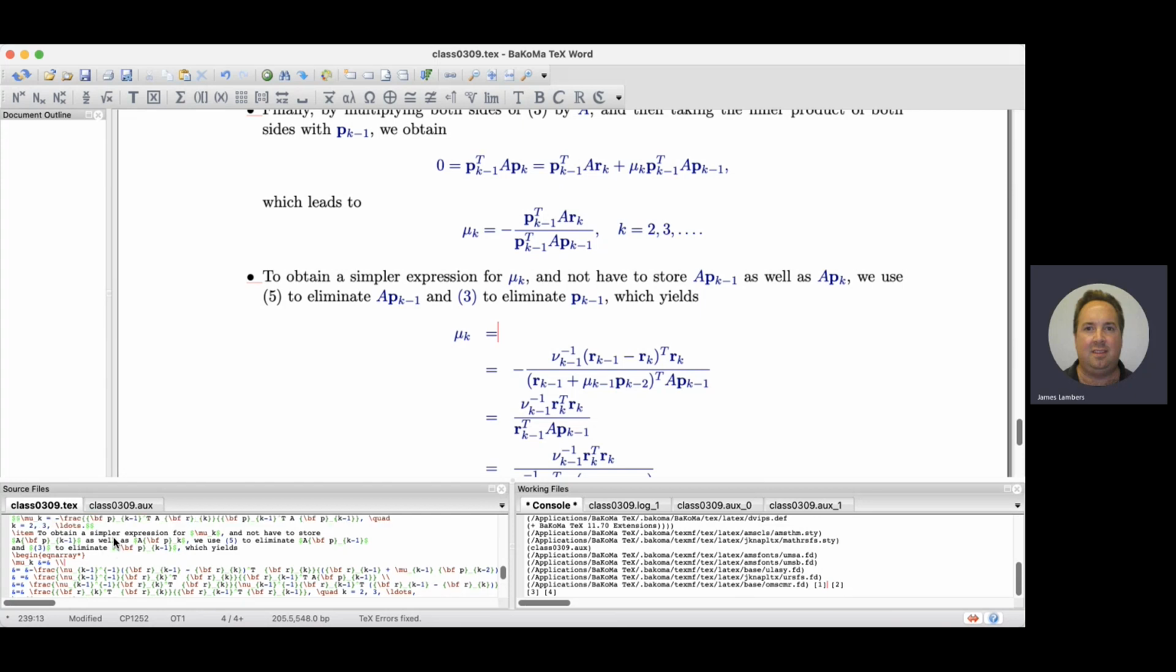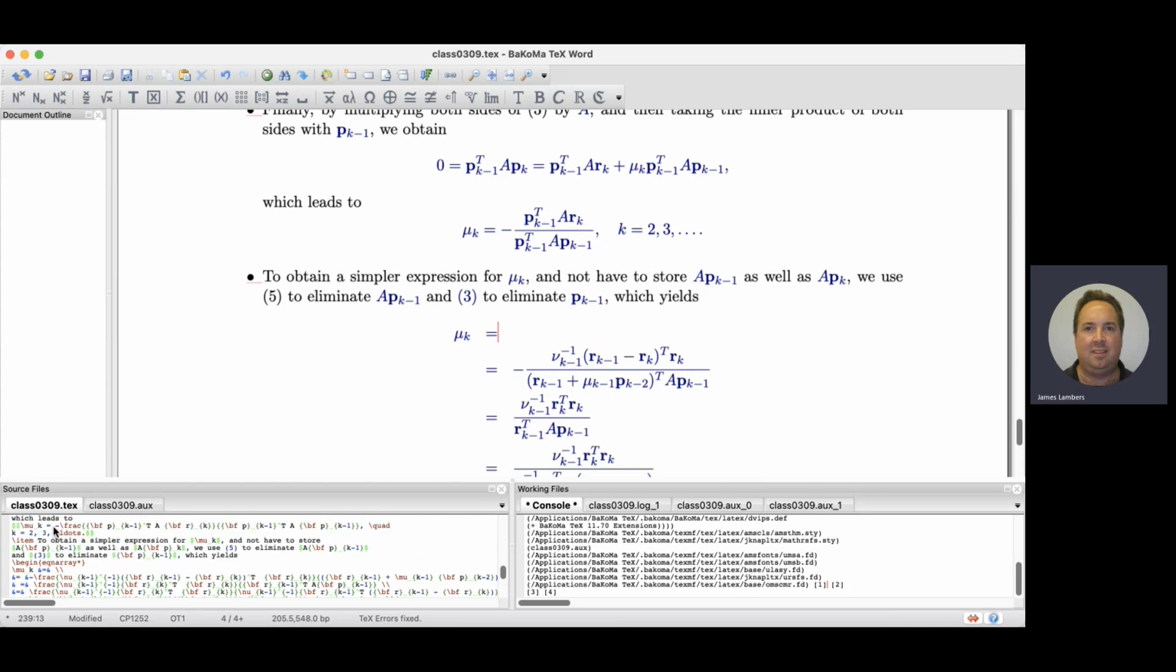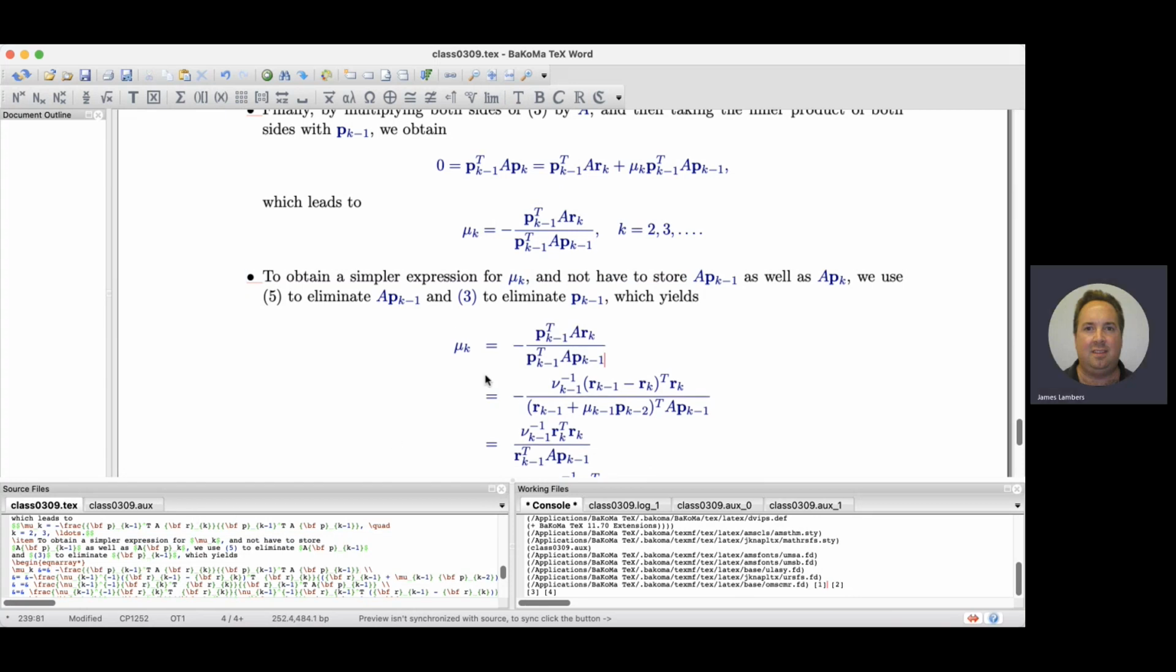All right, I'm going to take a previous formula and paste it in there. But then I'm going to rewrite this numerator here as A pk minus 1 transpose. Keep in mind, what's the transpose of this? It's going to be pk minus 1 transpose A transpose. But A is symmetric positive definite, so A transpose is A.